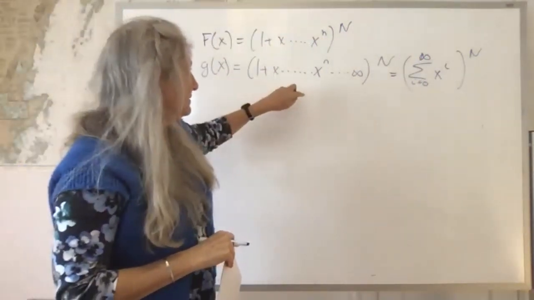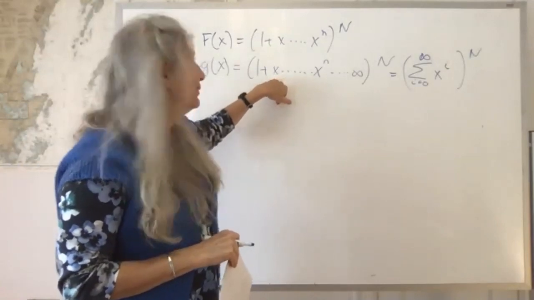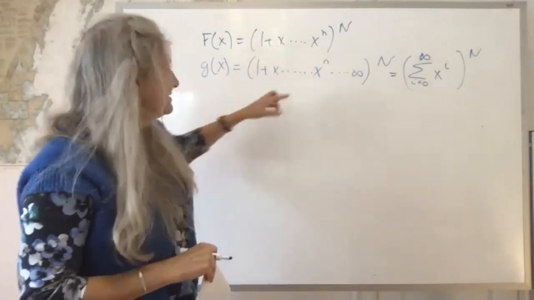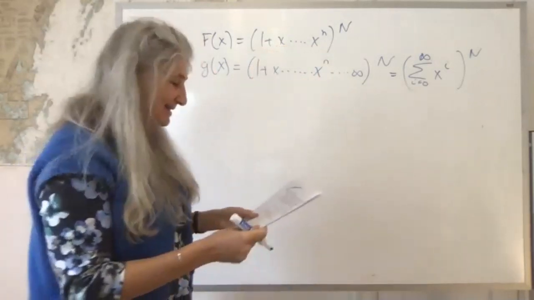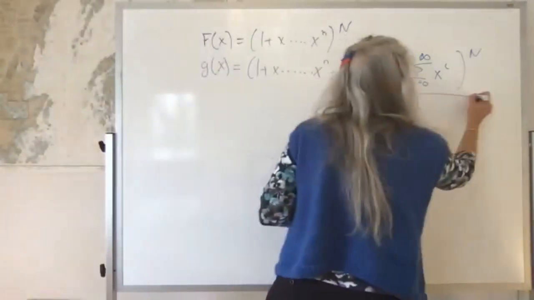So I can compute the coefficient of x to the n in this, and it'll be the same as the coefficient of x to the n of that, because these higher order terms won't influence that particular coefficient. So we're going to use this function instead.